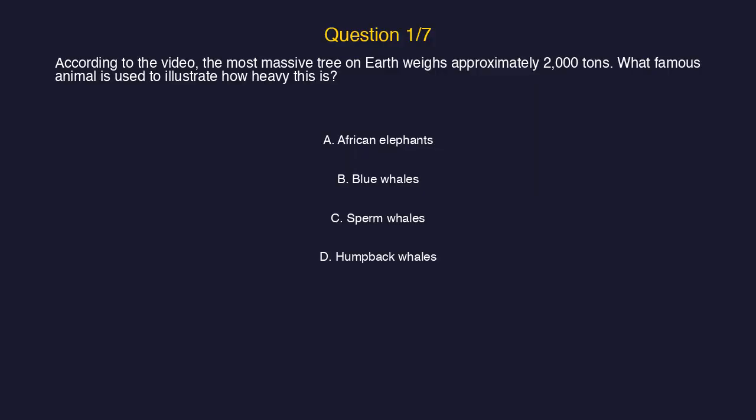Question 1. According to the video, the most massive tree on Earth weighs approximately 2,000 tons. What famous animal is used to illustrate how heavy this is? A. African elephants. B. Blue whales. C. Sperm whales. D. Humpback whales. Time to think.